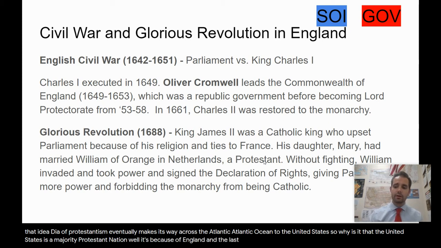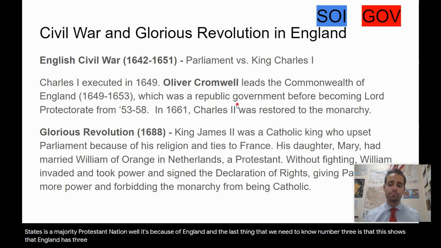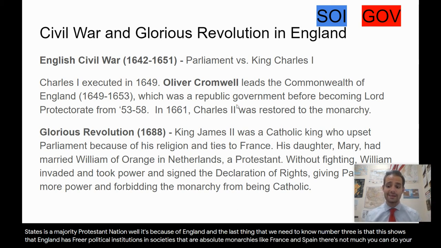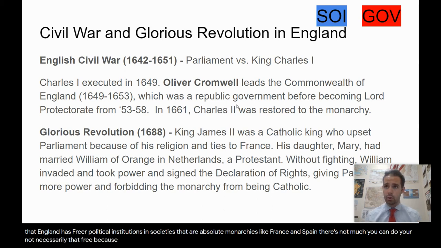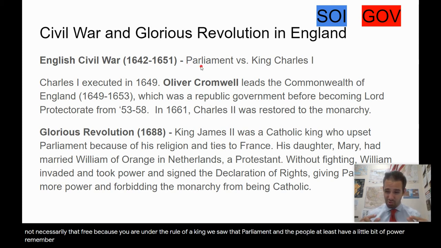And the last thing that we need to know, number three, is that this shows that England has freer political institutions. In societies that are absolute monarchies like France and Spain, there's not much you can do. You're not necessarily that free because you are under the rule of a king or of a queen. But in England, we saw that Parliament and the people at least have a little bit of power. Remember, it's still really, really small. The king still has a lot of power, but it's not unlimited.